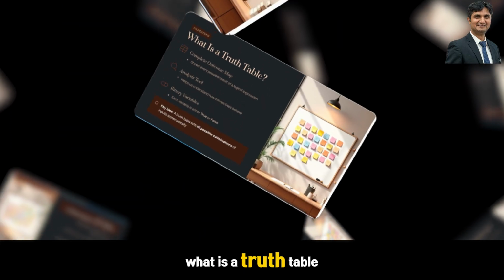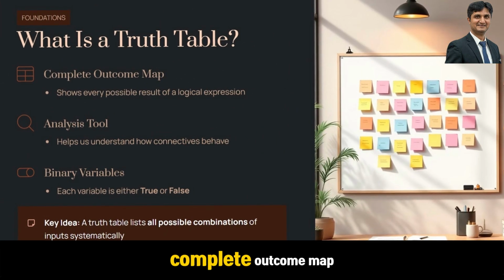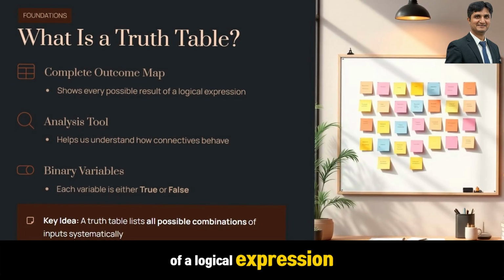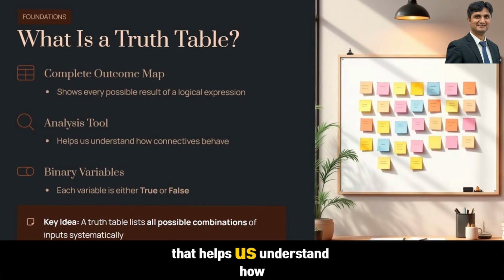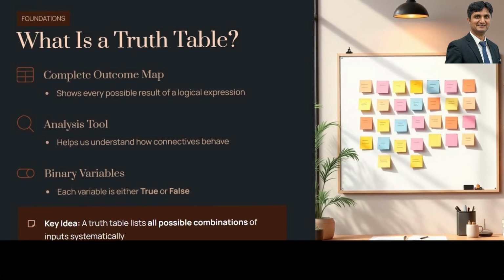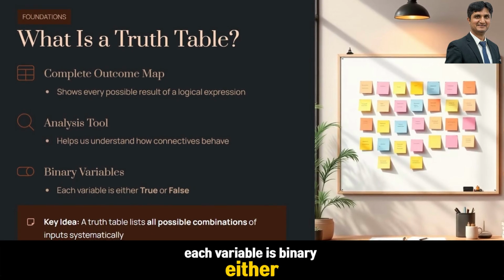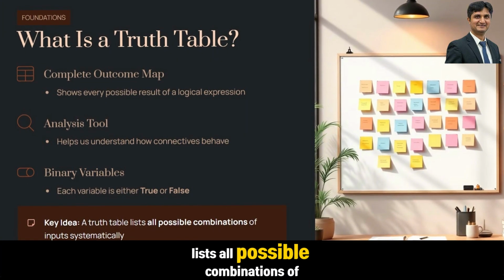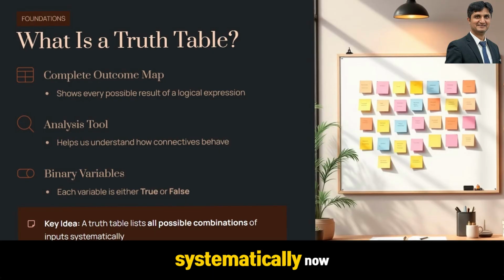Now, what is a truth table? A truth table is a complete outcome map. It shows every possible result of a logical expression. It is an analysis tool that helps us understand how connectives behave. Each variable is binary, either true or false. Key idea: a truth table lists all possible combinations of inputs systematically.